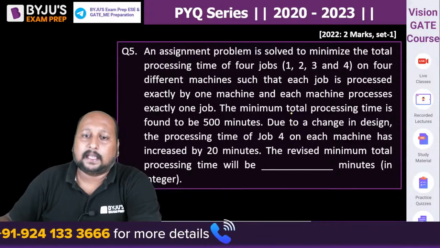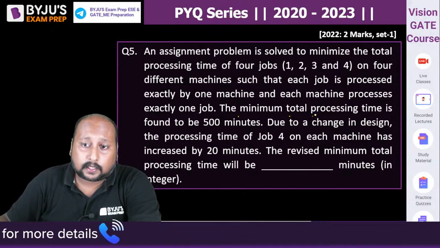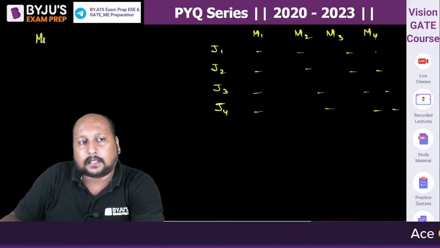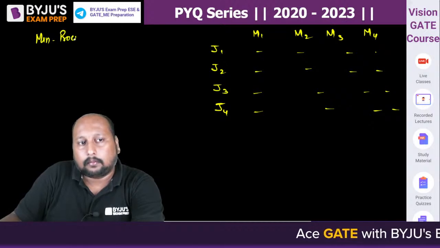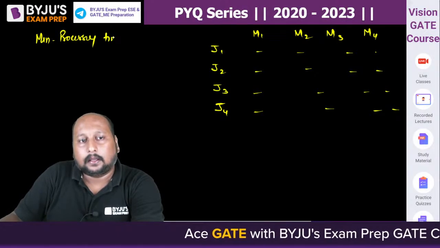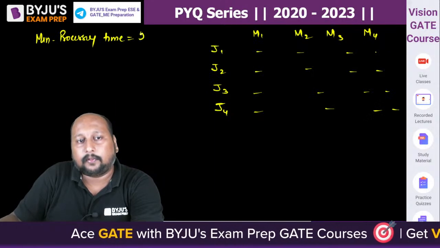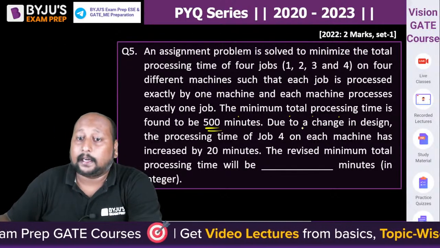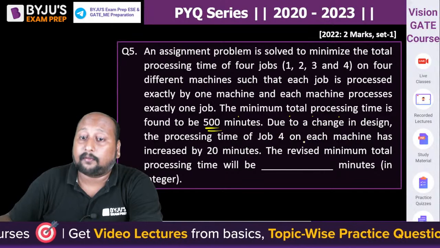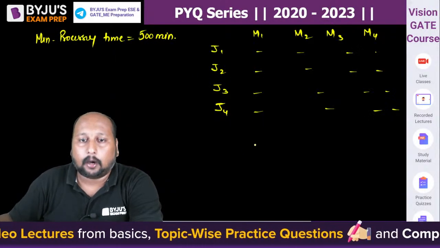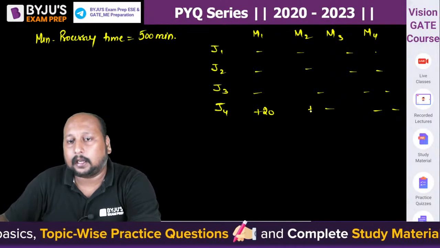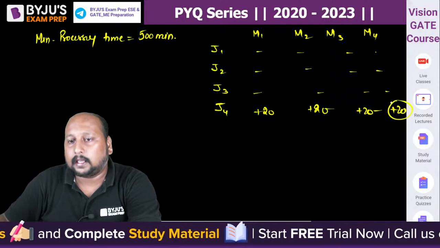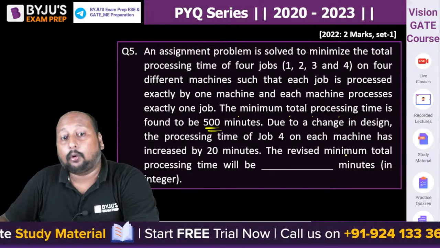ठीक है. Now they are saying that the minimum total processing time is found to be 500 minutes. Initially, the minimum processing time is found to be 500 minutes. तो आपको बताना है due to the change in design, the processing time of job number 4 on each machine has been increased by 20, right? So the question is, what will be the minimum total processing time in minutes?